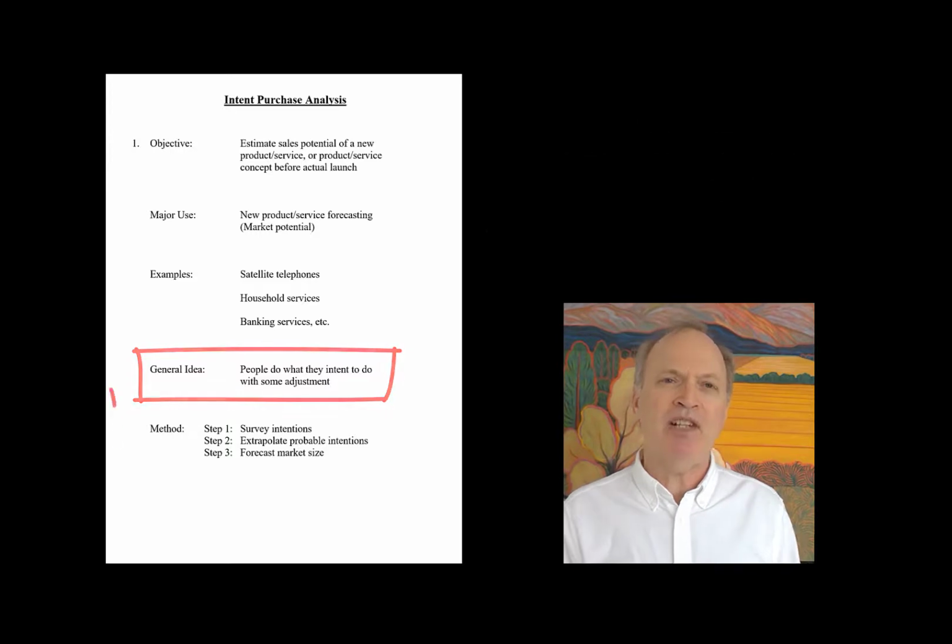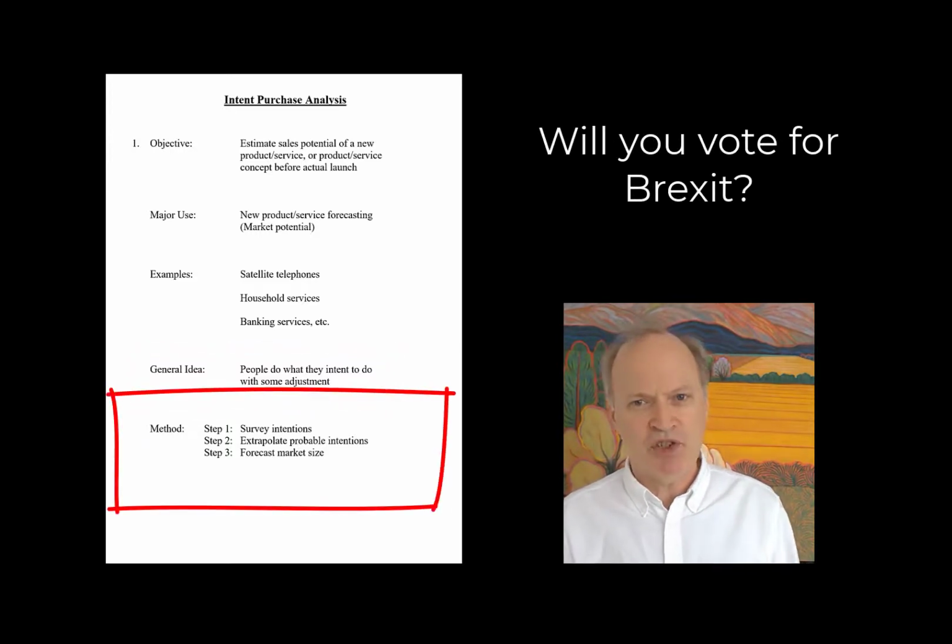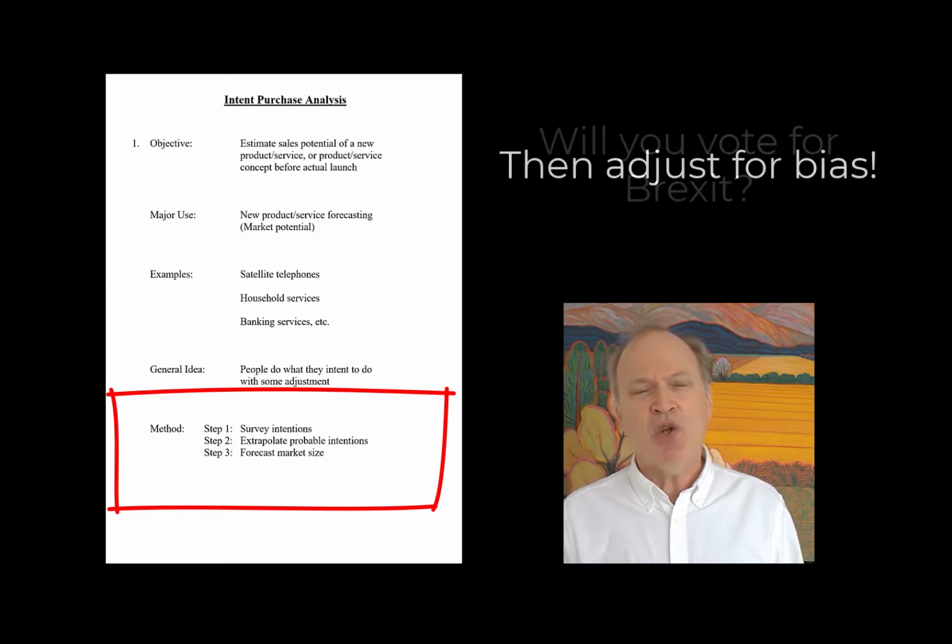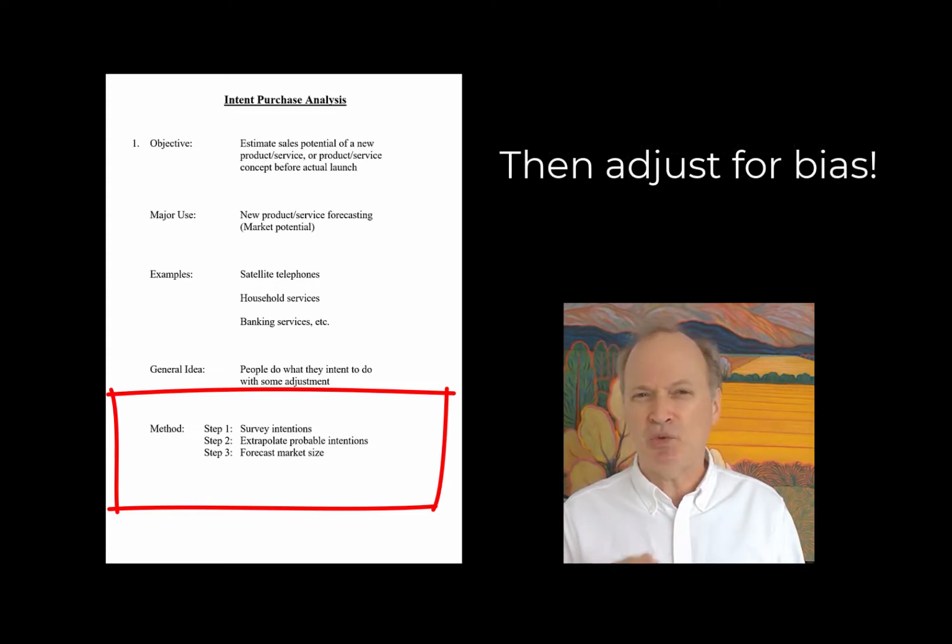So how do we actually implement intention analysis? Well, the first step is you simply survey people's intentions. Very simply, you ask people, hey, would you likely buy this product or not? Or would you adopt this service or not? Then you interpolate and extract the true probabilities of behavior.